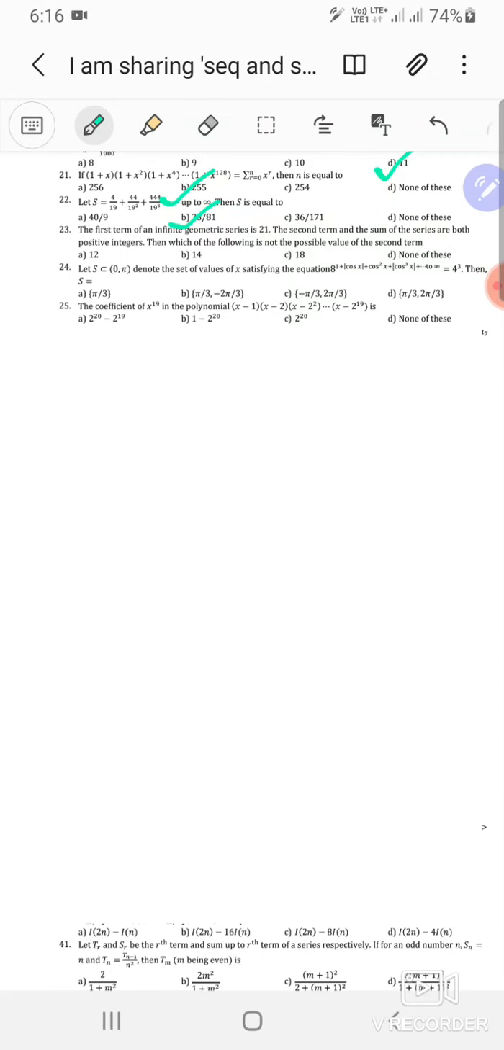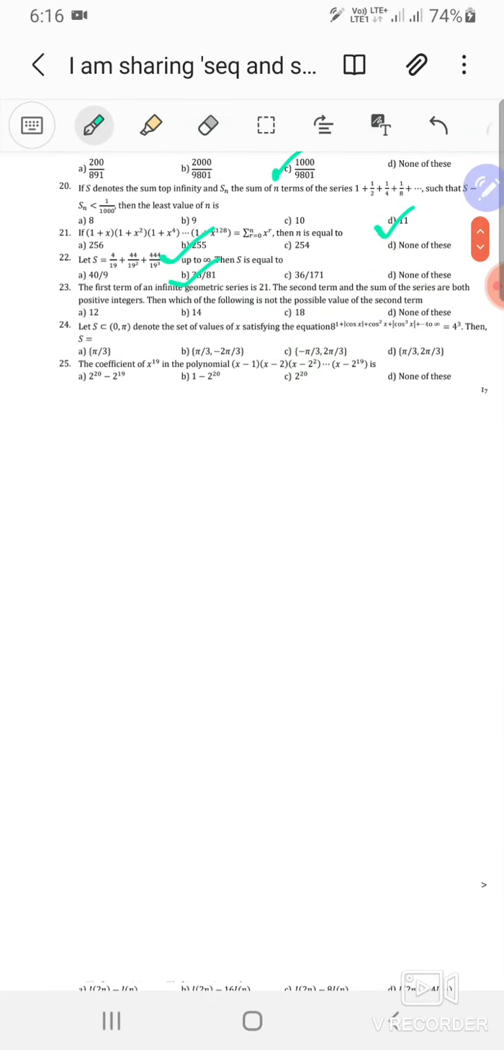Okay, so the first term of an infinite geometric series is 21. The second term and the sum of the series are both positive integers. Then which of the following is not a possible value of the second term? Okay, so I think we should go through the options in this case.